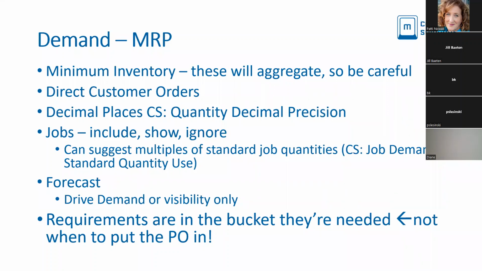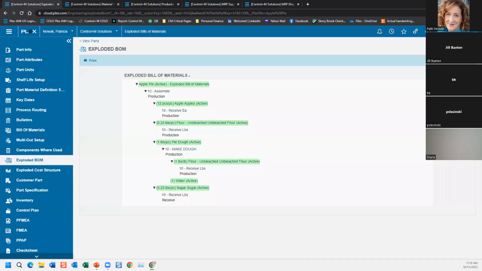So let's take a look at MRP in one of my PCNs. We're going to start out with a part that I created called Apple Pie. I'm looking at a screen that's called the exploded bill of material screen, or the exploded BOM screen. And I like to look at this because it shows me everything that is in the routing.